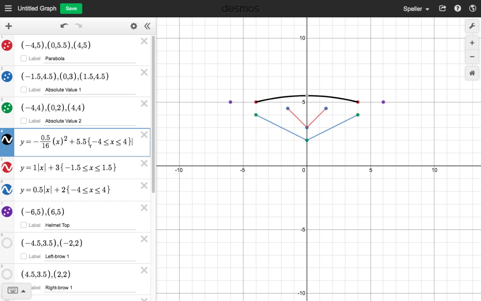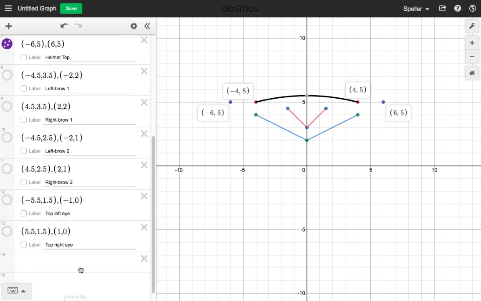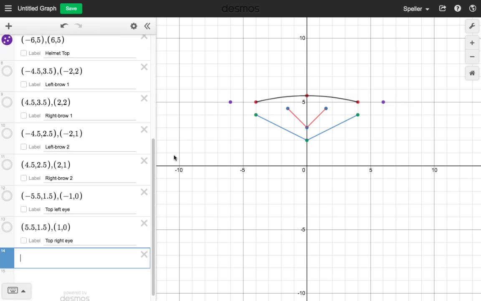Here, I already have the points. The first line is going to go from this point to this point. So let's scroll down here and put that in. Because it's going to be a horizontal line, it's just a y equals problem. So y is going to equal whatever the y value is, and we see the y value for each one of these is 5. So we're going to say y equals 5.